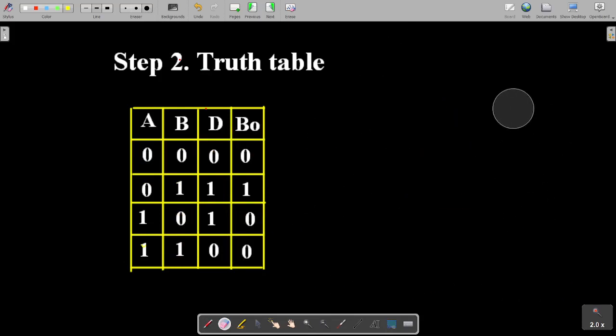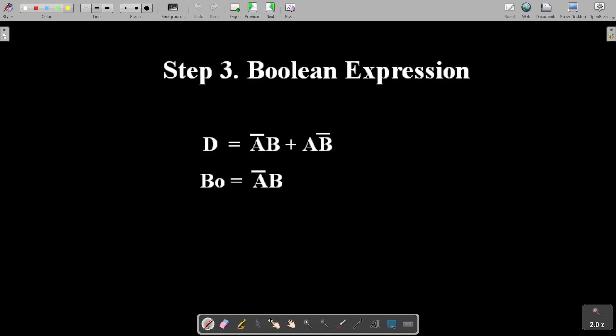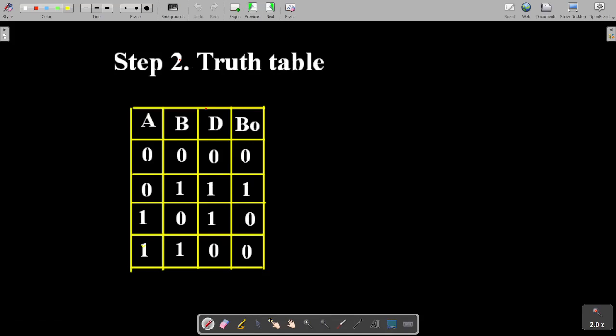So once you get the truth table, what is your next step? You know that the next step is writing the Boolean expression. Okay, so the Boolean expression has to be written. For this, we'll go for the previous step. So from the truth table only, we need to write the Boolean expression, right? So for this, we have actually two outputs, D and B naught. Then if you have two outputs, for those outputs only you have to write the Boolean expression. Okay.